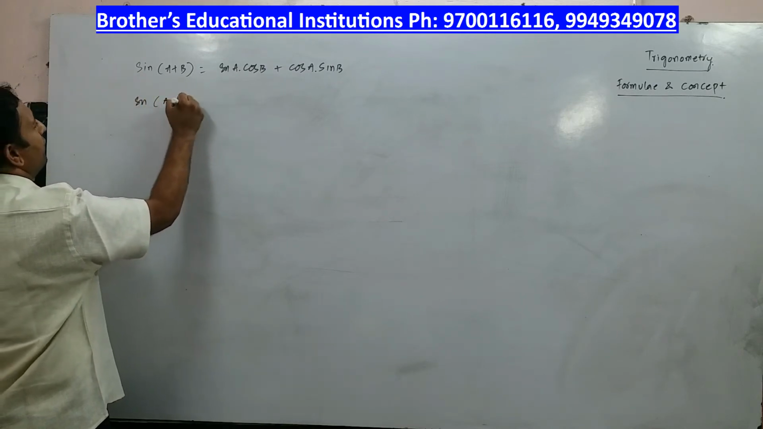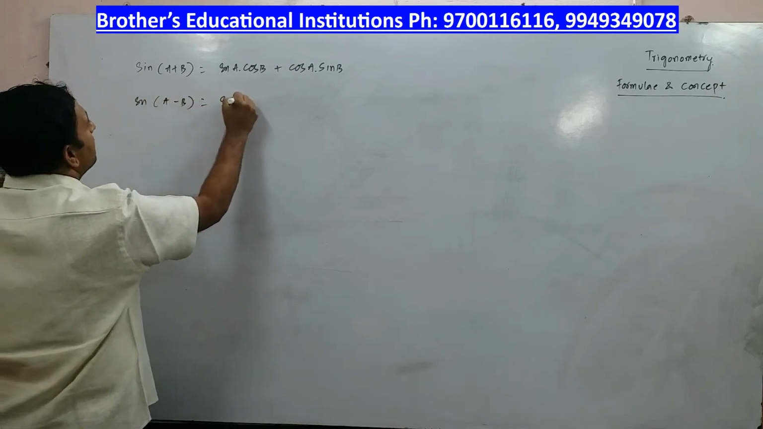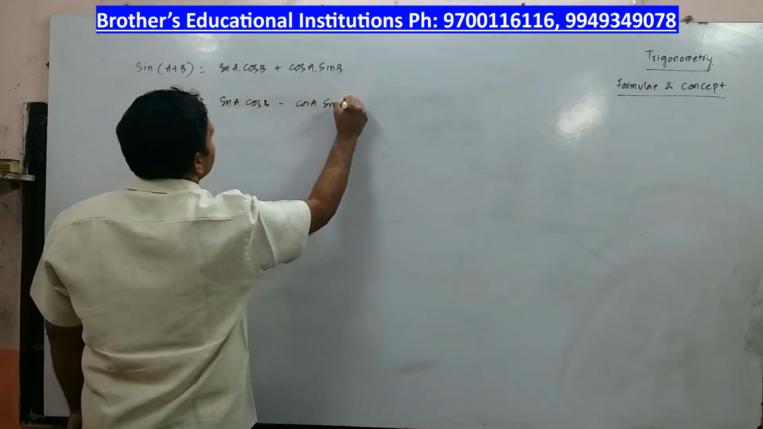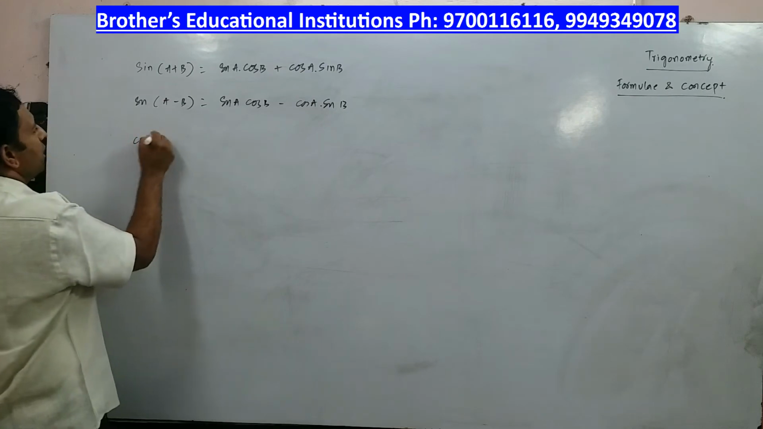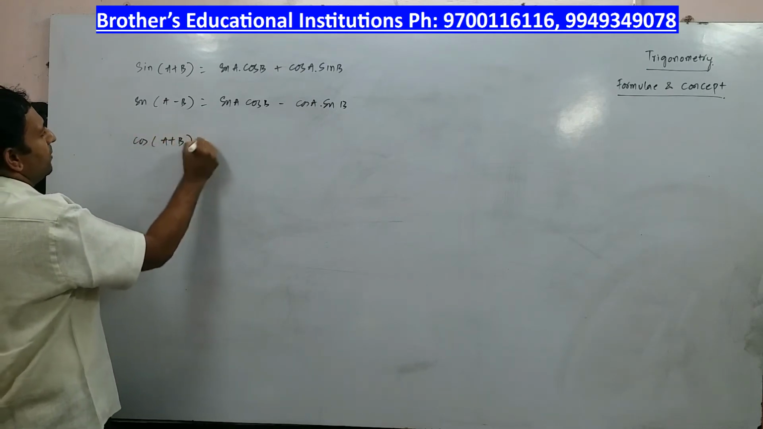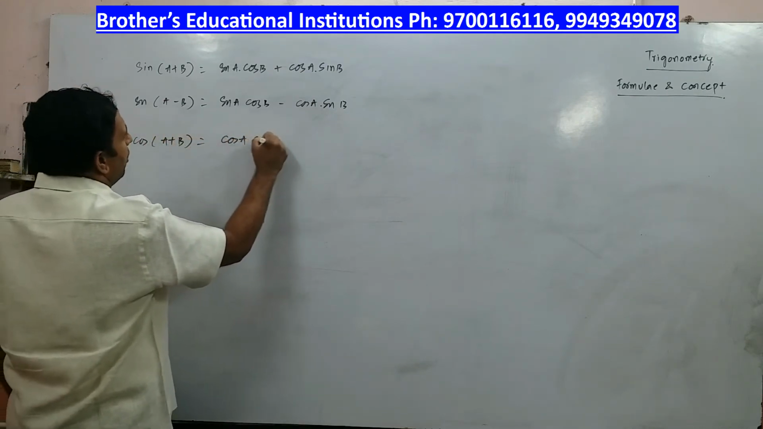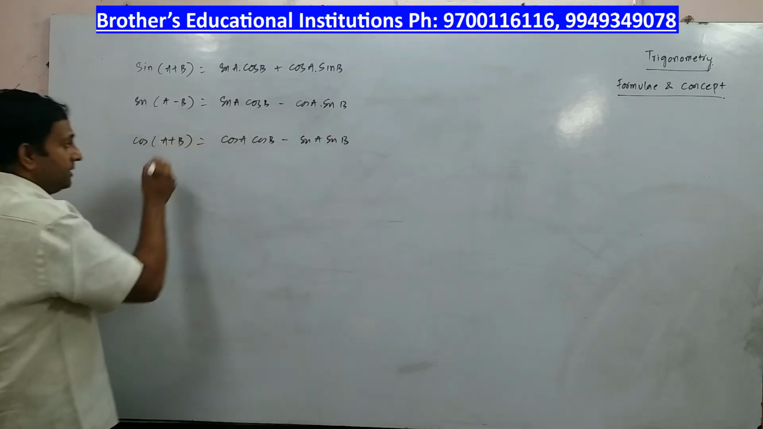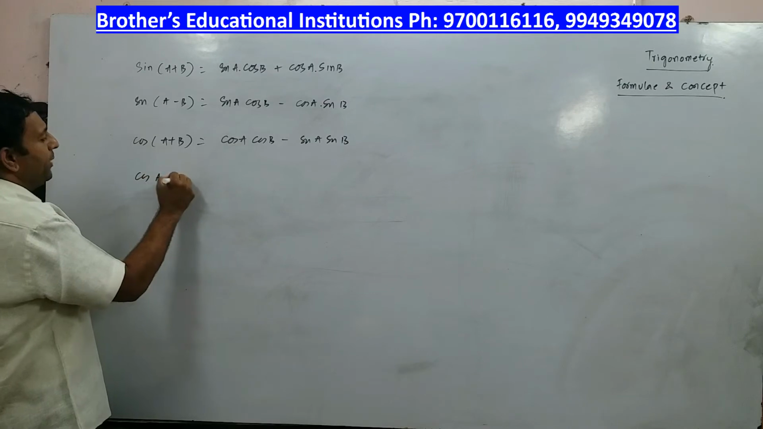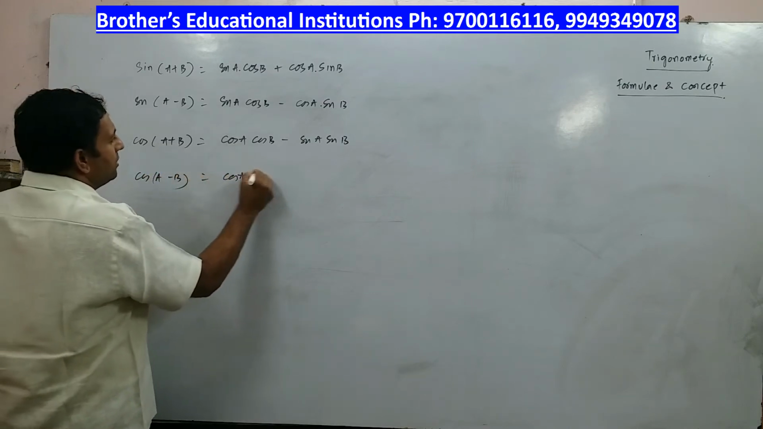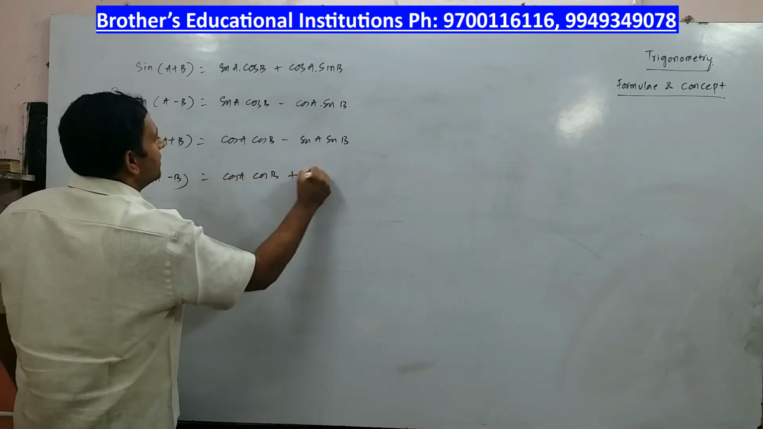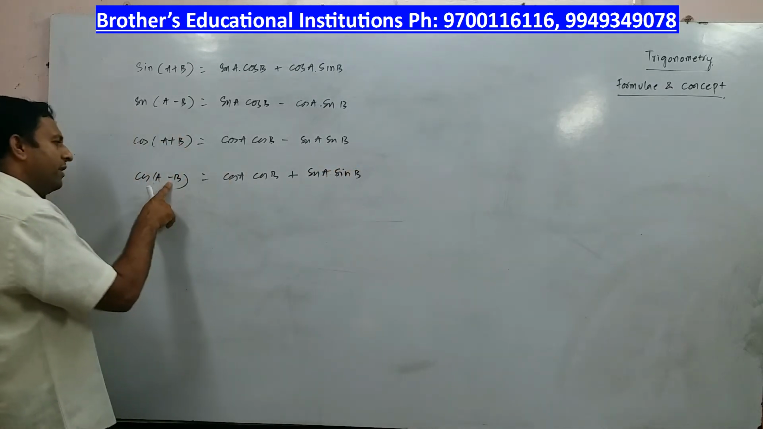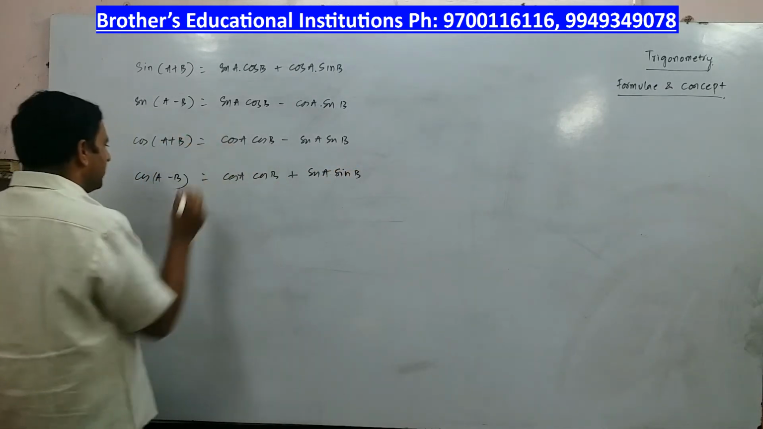Similarly, sin of A minus B. What is sin of A minus B? Sin A cos B minus cos A sin B. What is cos of A plus B? Cos of A plus B is cos A cos B minus sin A sin B. You need to remember these things. What is cos of A minus B? Cos of A minus B is cos A cos B plus sin A sin B. I want you to pay attention and note what is happening. When it is minus, you have plus. When it is plus, it is minus.